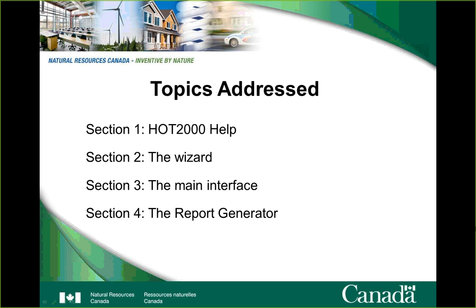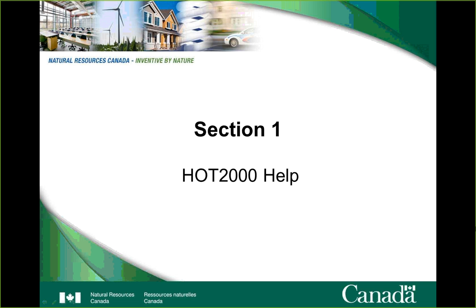Section 1 is HOT2000 Help. Section 2, the Wizard. Section 3, the Main Interface. And Section 4, the Report Generator. Please note that from this point on, slide titles include section references to the EnerGuide Rating System HOT2000 User Guide version 15.2.